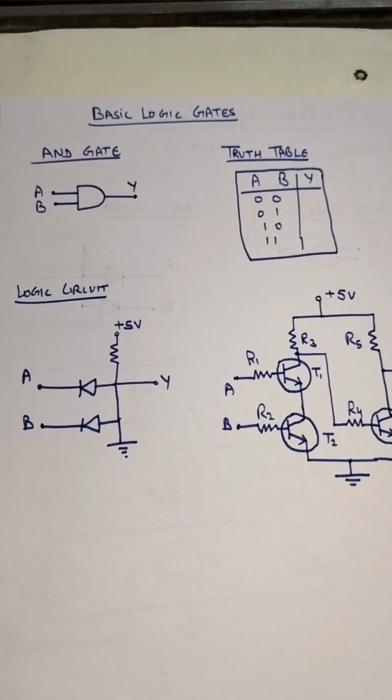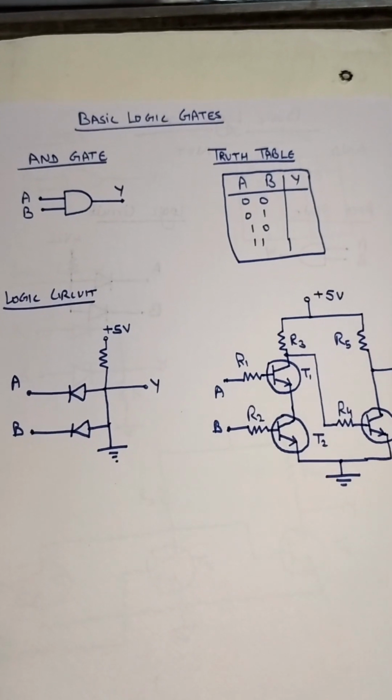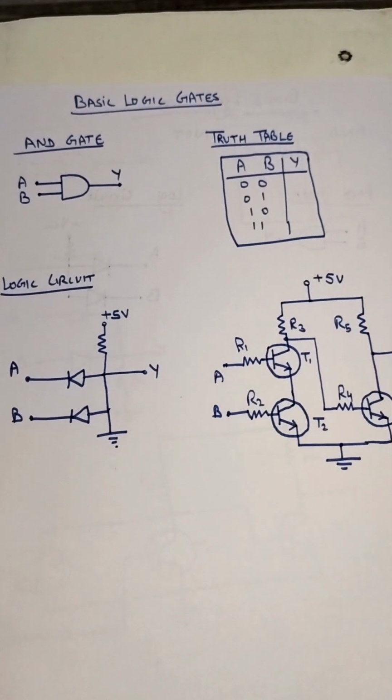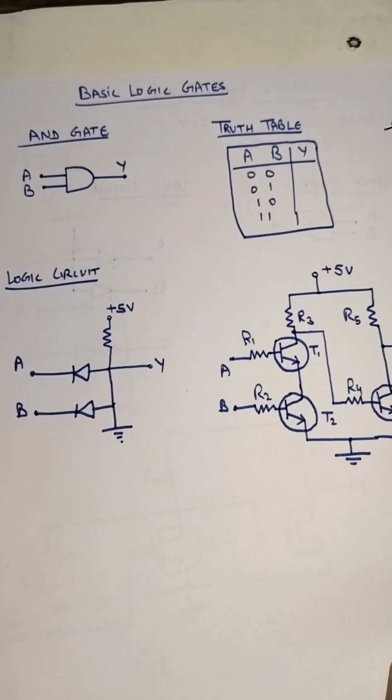So good morning everyone. In this video lecture we are going to learn about basic logic gates. We have three basic logic gates: AND, OR and NOT gate. So first of all we will cover AND gate.